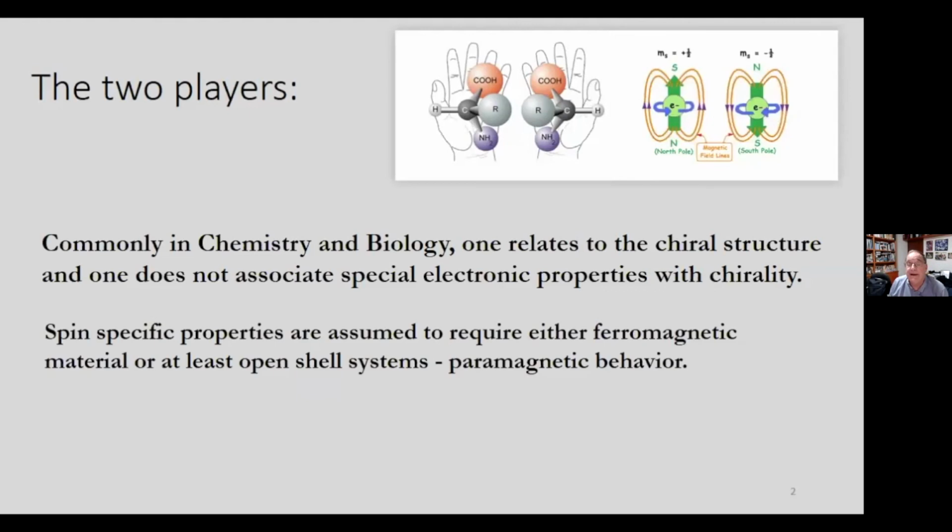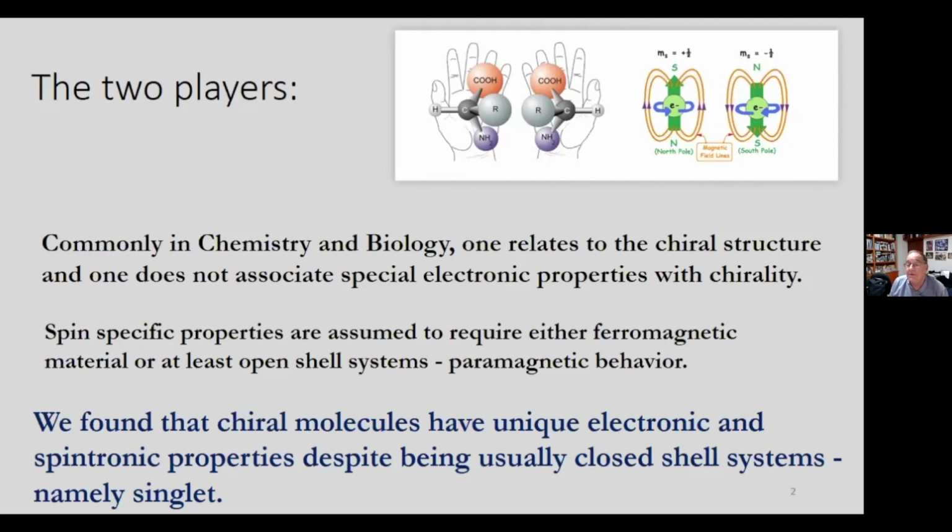The second player in this talk is the spin. Again, we know a lot about spin. However, in chemistry, typically we relate to the spin specifically when we have either ferromagnetic or paramagnetic molecules. We don't think a spin is an important property in a closed shell system when all the electrons are paired.